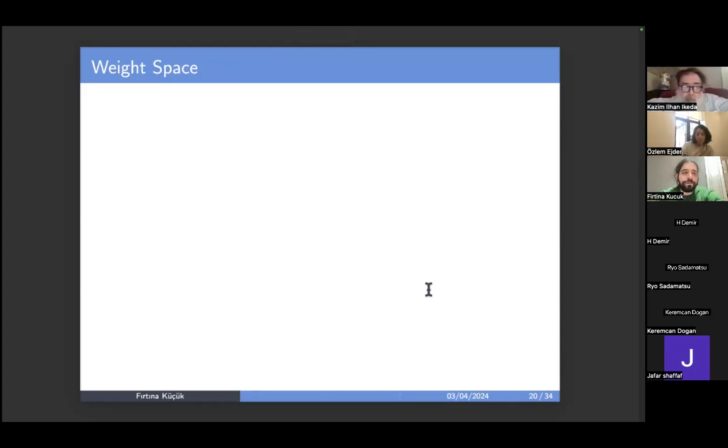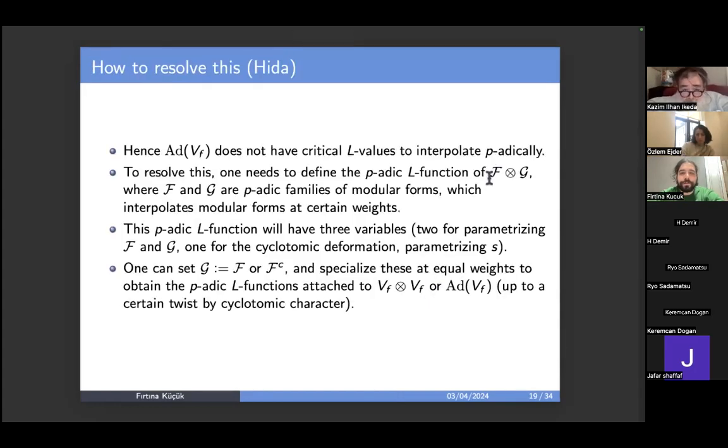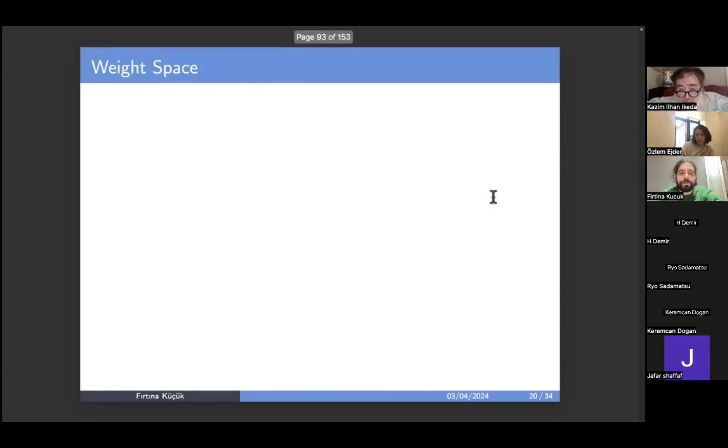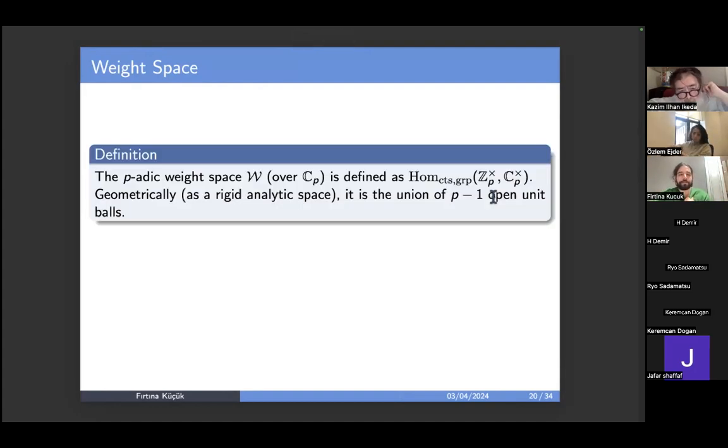So let me introduce how these p-adic families of modular forms occur. What do I mean by that? We need a concept called weight space for this. The p-adic weight space over C_p is defined as the continuous group homomorphisms from Z_p star to C_p star. And from this we can obtain algebra homomorphisms from the Iwasawa algebra tensor over Z_p to C_p.